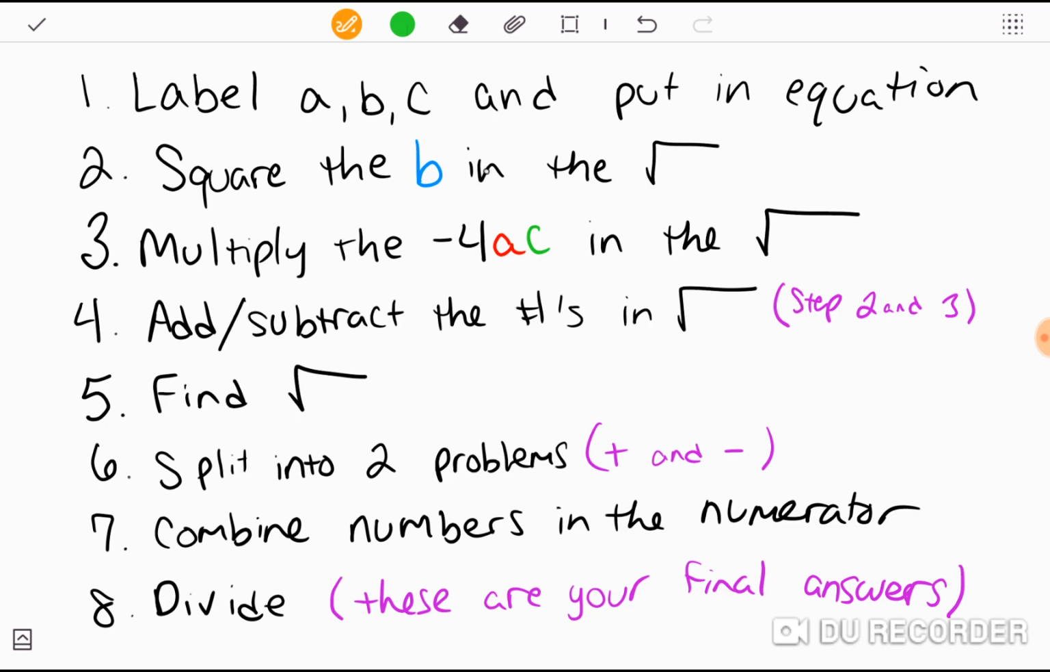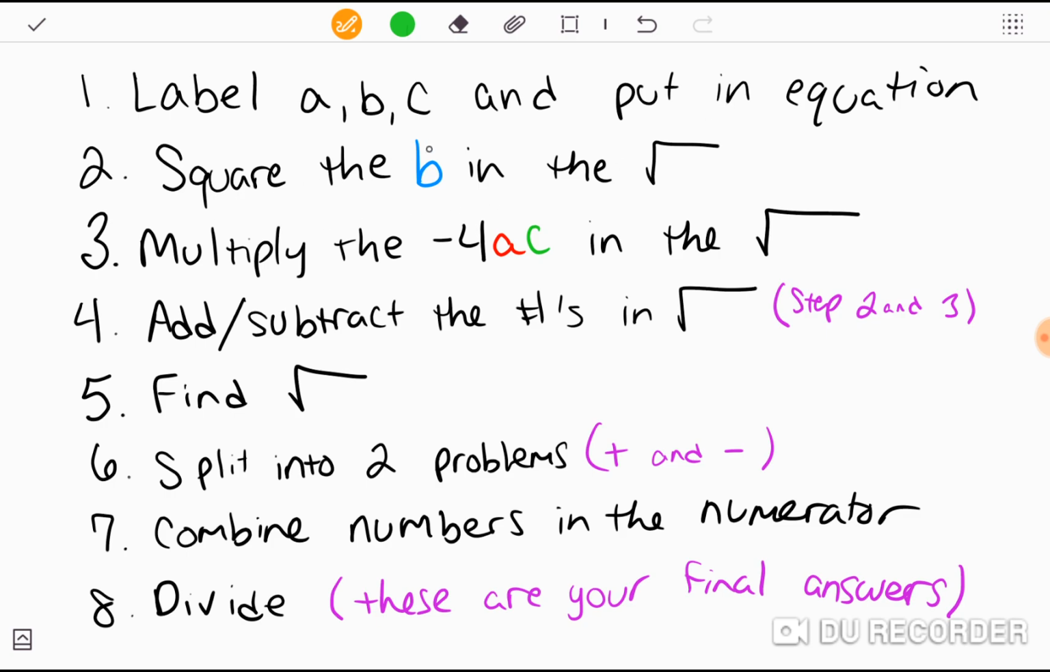By the time you're learning about quadratic formula, your science classes are getting more difficult as well, and you're going to be working with a lot of formulas. Use this labeling of your variables and just put it on the side. It really does help. So you label A, B, and C and you put it into the equation. So really all that is, is setting up your problem.